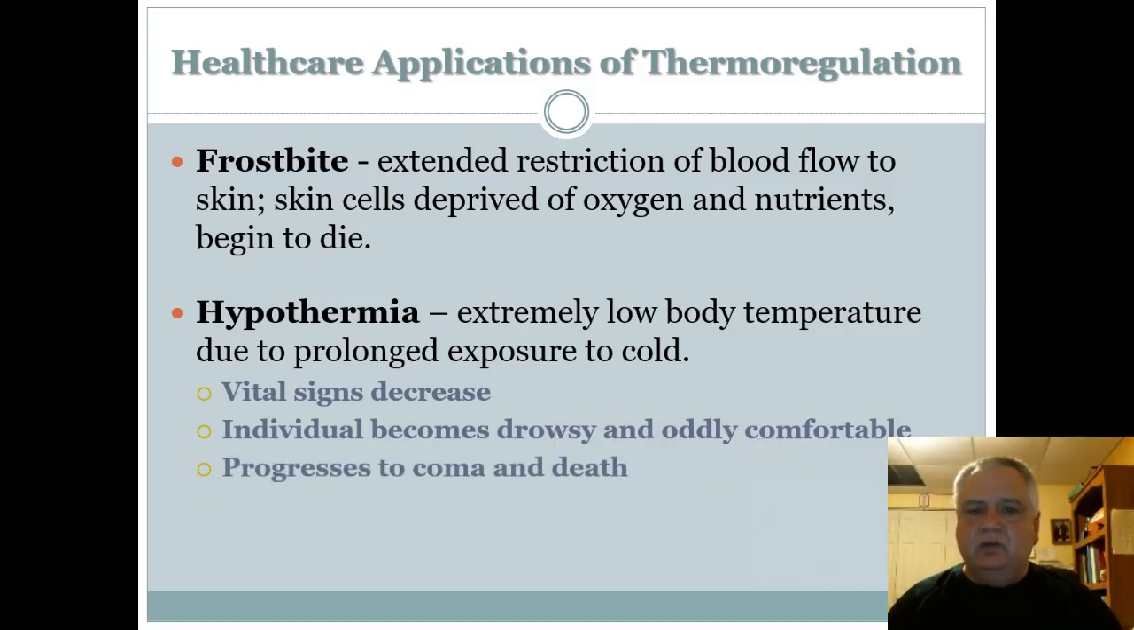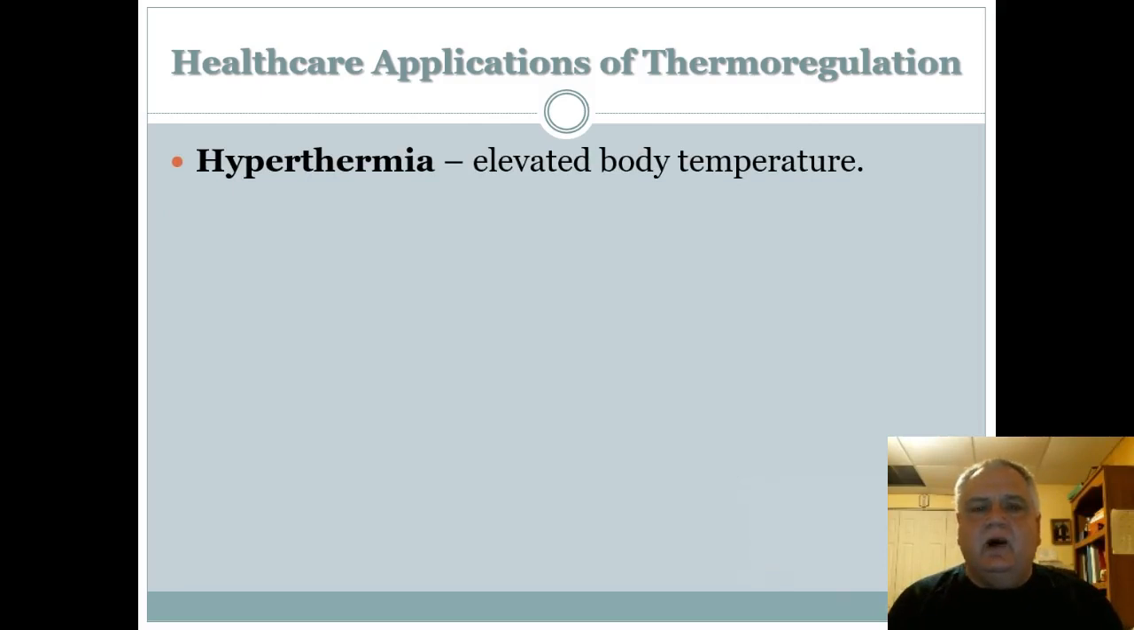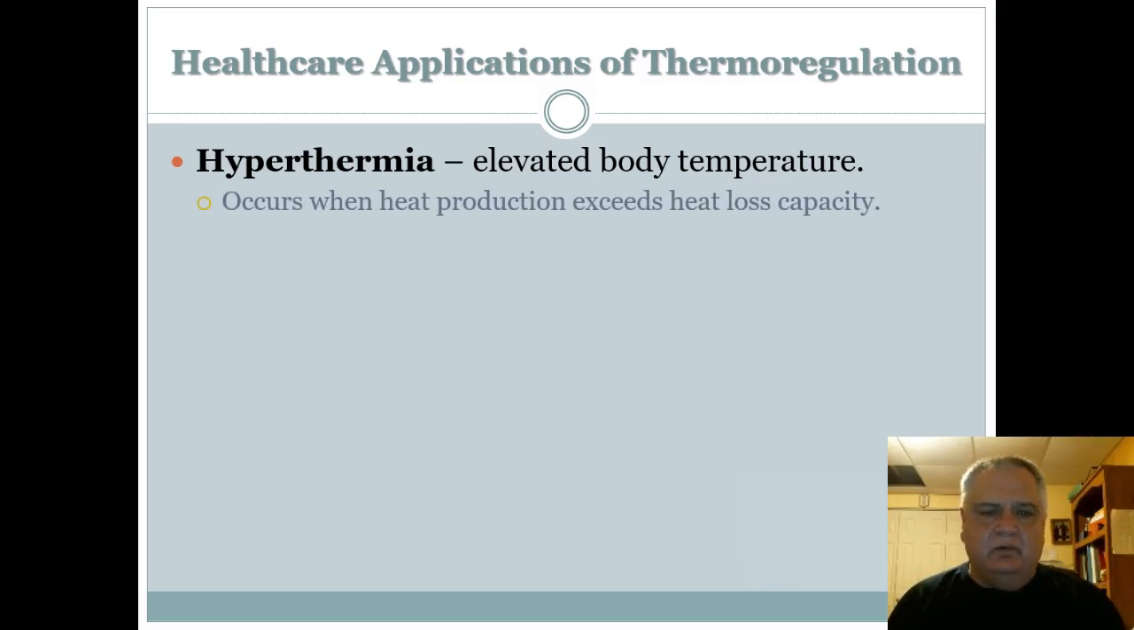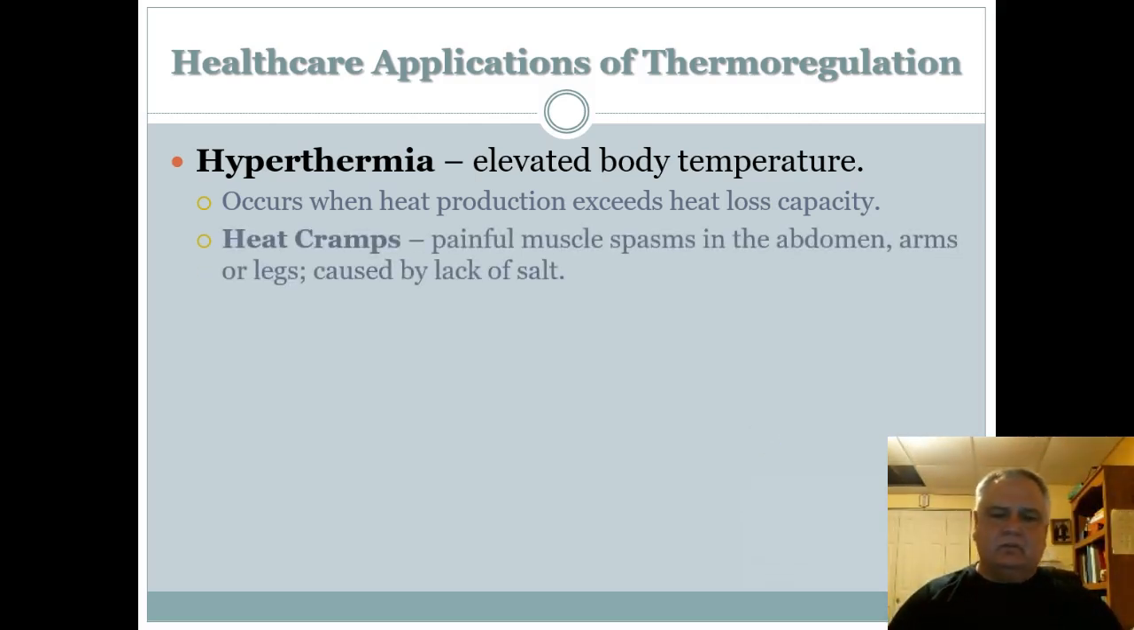If hypothermia continues for an extended period of time, it can progress to even coma and death as the vital signs continue to drop. The opposite of hypothermia is hyperthermia. Hyperthermia is an elevated body temperature. This occurs whenever heat production exceeds heat loss capacity. In other words, you're producing heat so rapidly that you're producing it more quickly than you can get rid of it. So what happens? The body temperature goes above the normal range and stays above the normal range.